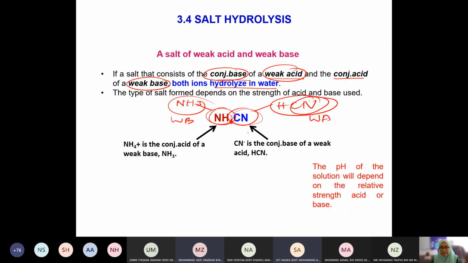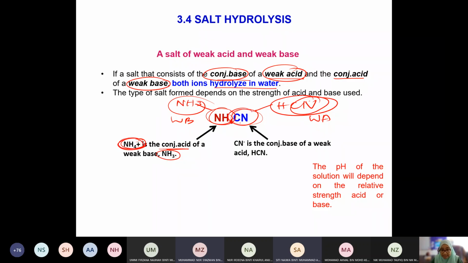That is when we are going to refer to Ka and Kb. Before that, let's look back. NH4 plus is the ion from the conjugate acid of a weak base. NH3 is the weak base, so this will be the conjugate acid.